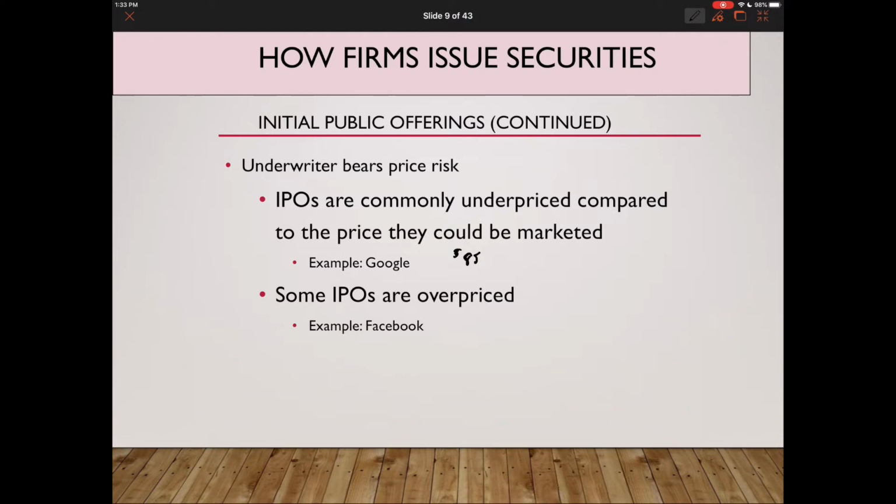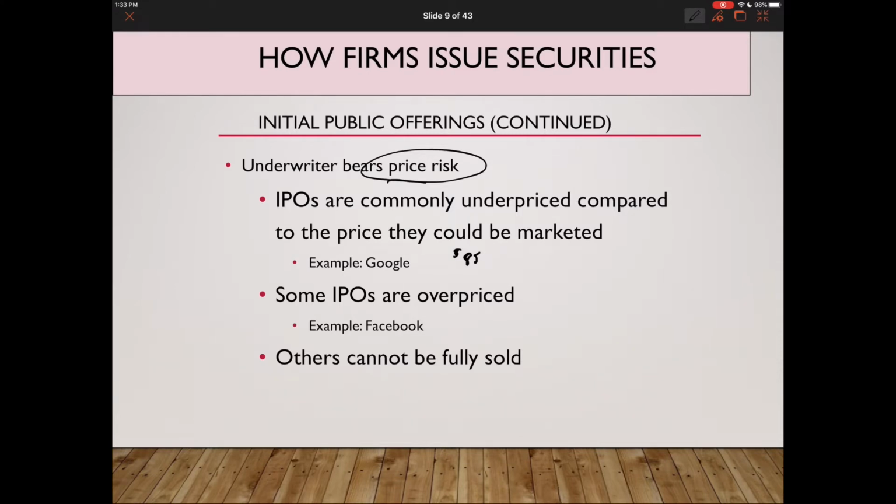So those are two examples: one where the IPO was underpriced, and one where it was overpriced. And as a result, some of these IPOs cannot be fully sold, and that goes back to this price risk that the underwriters bear. So if they cannot be fully sold, the underwriters, if they have purchased those shares from the issuing company, are going to be selling these shares at a loss on the secondary market.